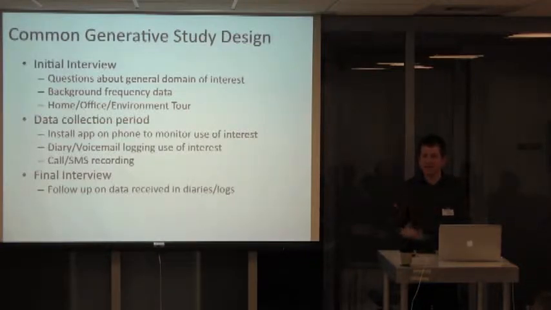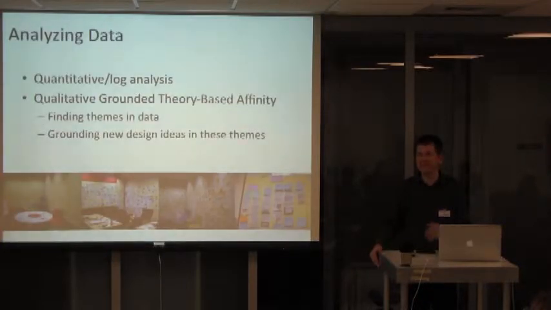We try to resolve any ambiguities that were there and get more data to explain what they told us in the diaries and the logs. And that usually gives us enough where we can invent hundreds of new concepts for a given domain. So we usually do some quantitative analysis of all the logs, but then we do large-scale grounded theory affinities based on all the data, all the qualitative data that we get.